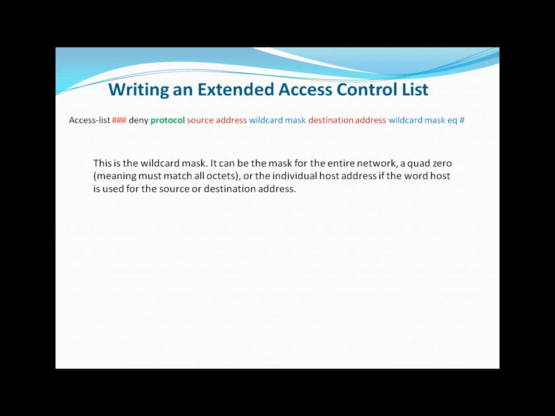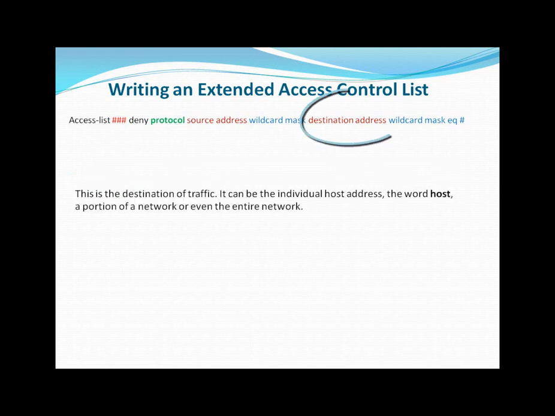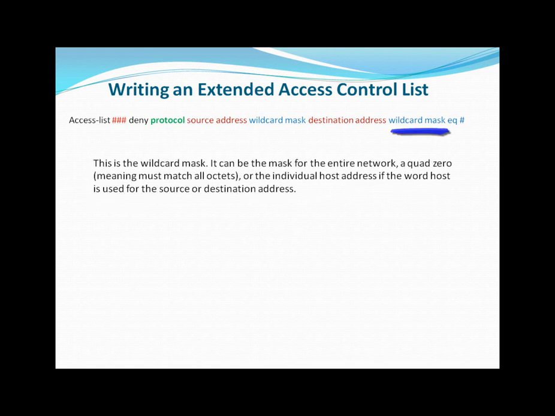The wildcard mask. This is the wildcard mask for the source. It can be for the entire network, a quad 0 meaning must match all octets, or the individual host address if the word host was used for the source address. The destination address. This is the destination of traffic. It can be the individual host address, the word host, a portion of the network, or the entire network. Wildcard mask for the destination. It can be the mask for the entire network, the quad 0 meaning must match all octets, or the individual host address if the word host is used for the destination address.